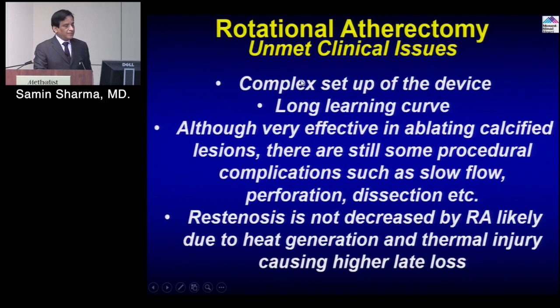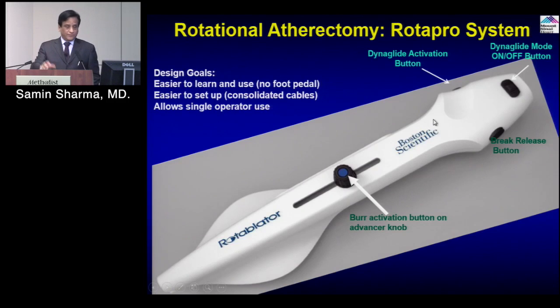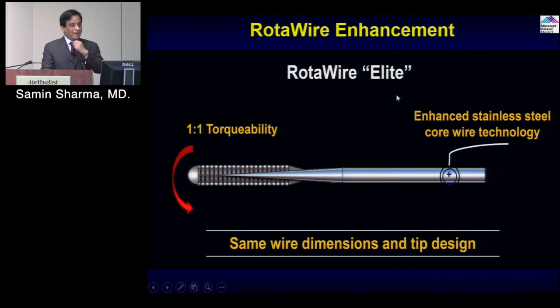So why? One is the complex setup of the device and the long learning curve. This might change because we have the new Rotapro system, which hopefully will be available within 6 months, expected by June, July. So no more tachometer, no more paddle, everything is just on the table. Of course, they still come with the tank, but much simpler. And secondly, maybe a better RotaWire. So technical advances are taking place in this rotational atherectomy field.